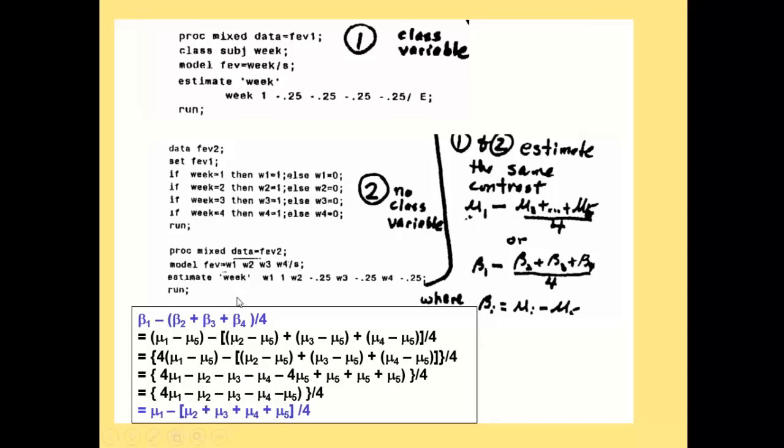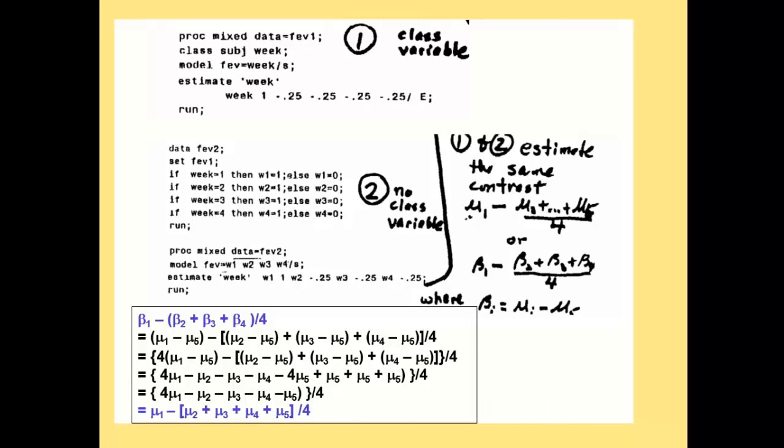What's the difference? Well, first of all, this was based on a code where you used a class variable to define week, and this is based on a code where you use dummy variables to define week. So if you want to estimate something, you have to specify the code differently. Now this says, as we saw, 1 minus 0.25, 4 times here. This is comparing 1 versus the average of the other 4, the means for the 4 weeks. Those weeks represent the parameters of interest.